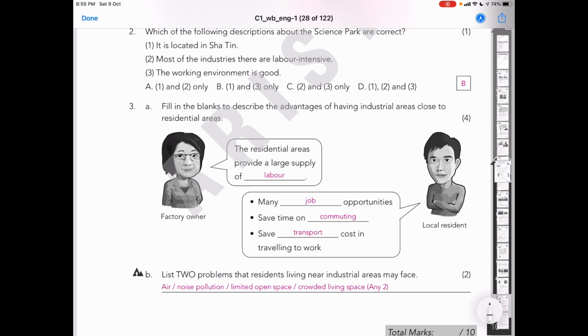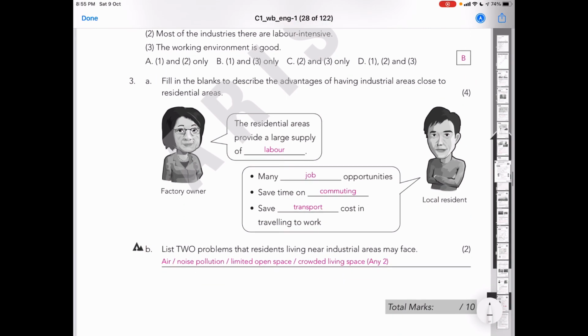So again, the answer should be B, okay. Why do they prefer the industrial area, some of the industrial area, just like the labor intensive industry next to the residential area? Because the factory owner may love that because they can have a better supply of labor, and the residents may go to the factory for work as well, okay. Better job, and the commuting is better, and also they can save some transport costs indeed, okay.